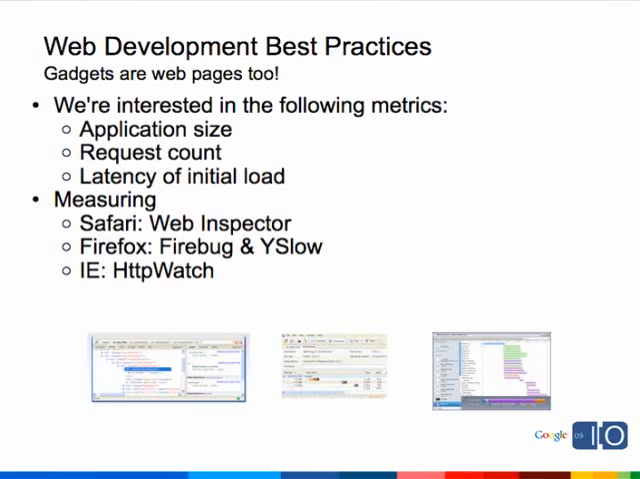To look at all these different numbers and investigate how your application is doing, there are a number of tools for pretty much every mainstream web browser. If you're using Safari, then the Web Inspector is the awesome tool to use. If you're using Firefox, then you've got Firebug and YSlow to analyze your results. And in IE, you've got tools like HTTP Watch with which you can analyze what's happening.